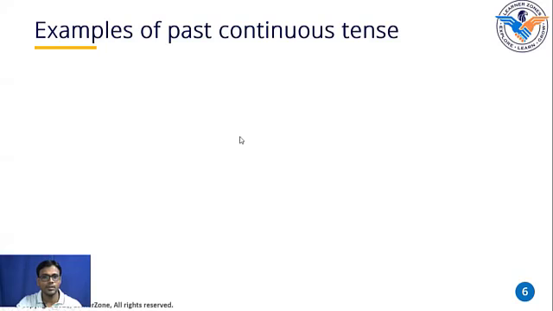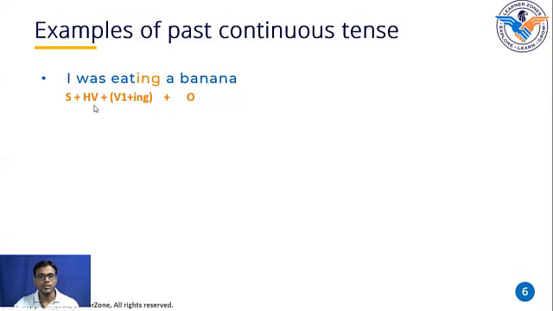Examples of past continuous tense. I was. Eat is the first shape and I'm adding ing to the first shape of the verb. Okay? I was eating a banana. S plus was. Was is a helping verb because we use only two helping verbs in past continuous tense. Was and were. So, I was eating a banana.